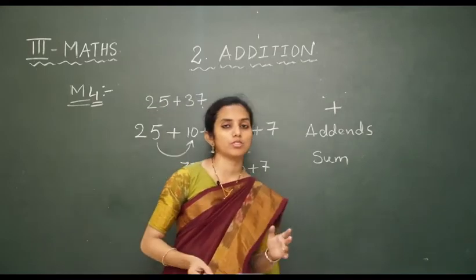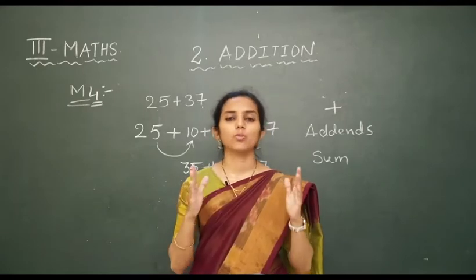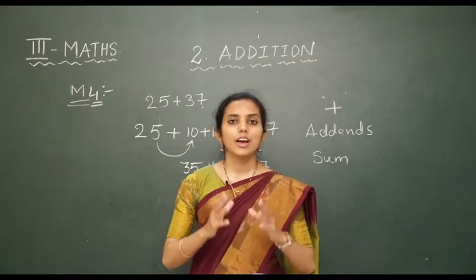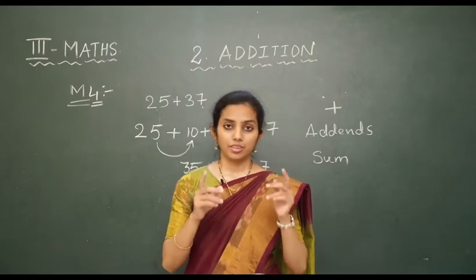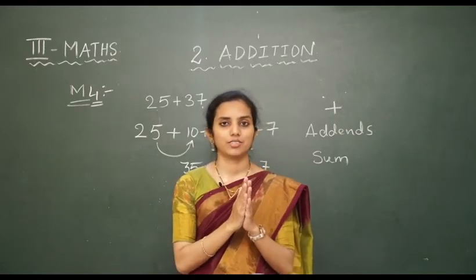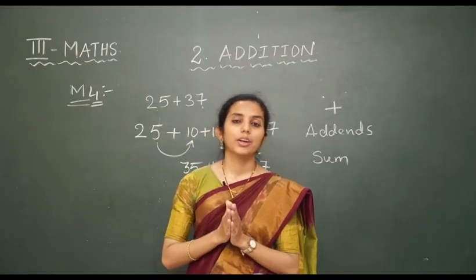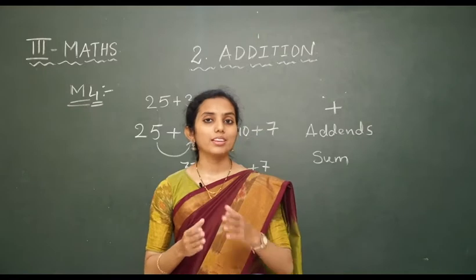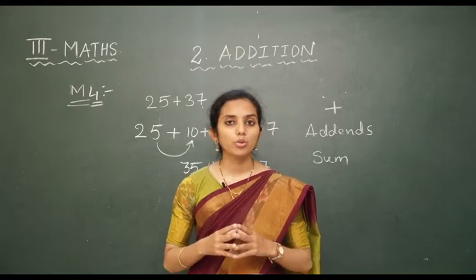So what are the 4 methods of doing addition? The first method is breaking one number, that is splitting one number and keeping the second number as it is and doing the addition. The second method is splitting of two numbers into tens and ones and adding tens first, that is 2 digits first, and adding ones later. Whereas in the third method, counting by tens. How do we do counting by tens?